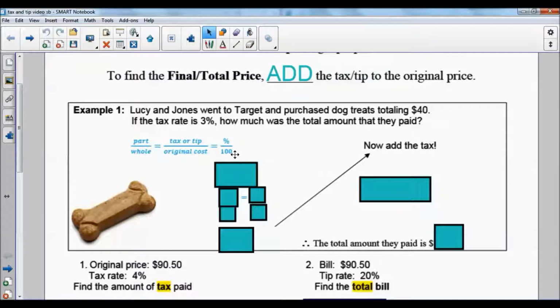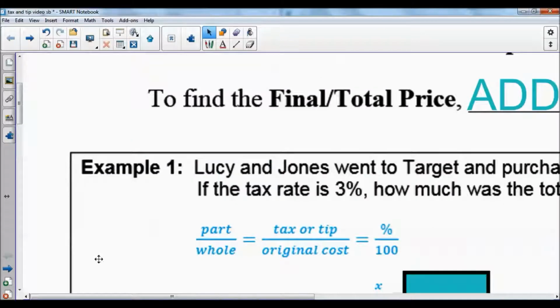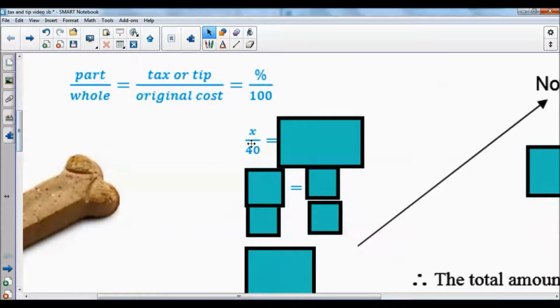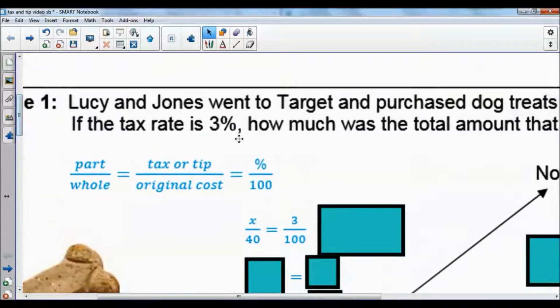Always, always, always. So in this case, when we're filling in our proportion, we don't know what the tax is, right? The tax on this side of our proportion is looking for the actual money amount of the tax, and we don't know what it is. But we know the original cost was $40. Let me zoom in for you guys to see a little bit better. Okay, so we know our original was $40, and then we're paying a 3% tax, right? Our tax rate is 3%, so that's why we put the 3 over 100. Okay, so now we're just going to cross multiply.